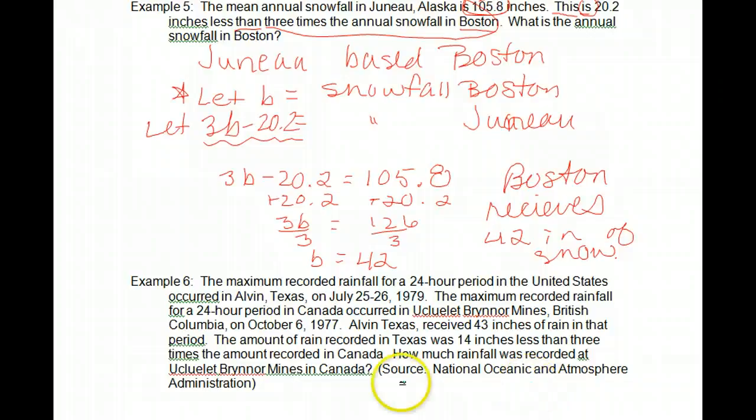Example 6 is fairly similar. I would like you to take a look at this problem, try to solve it on your own, and as soon as you're ready, come back together and we'll go over the answer together.